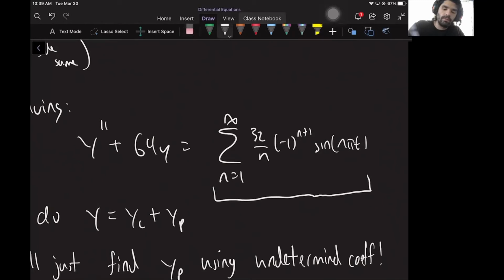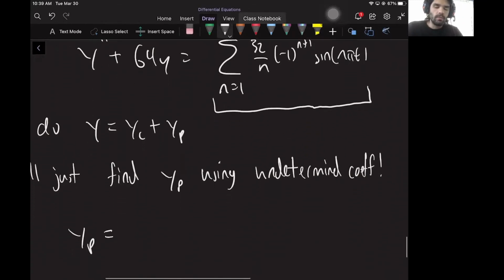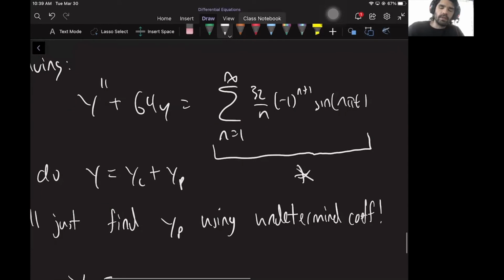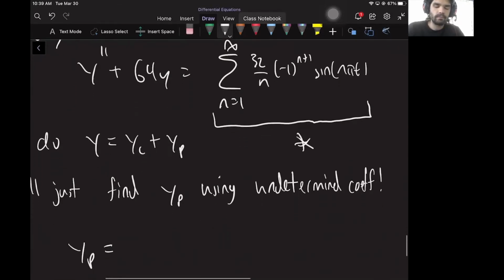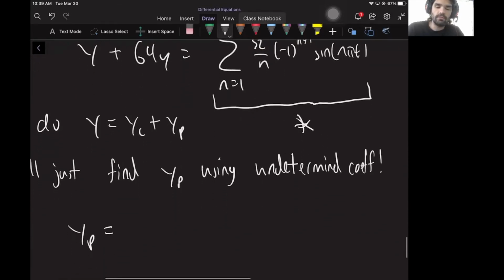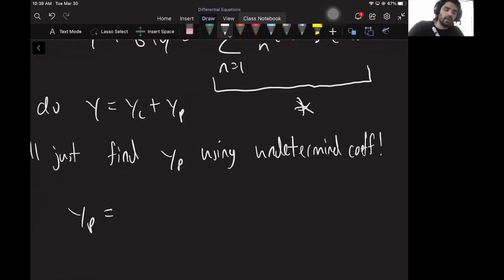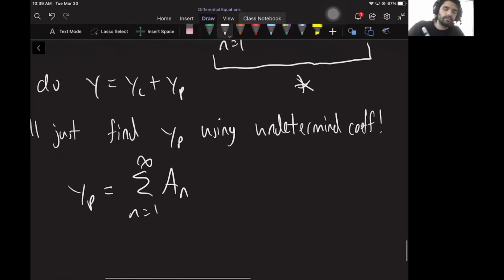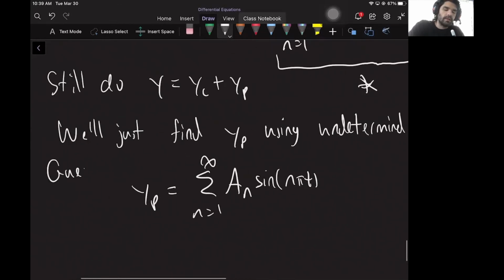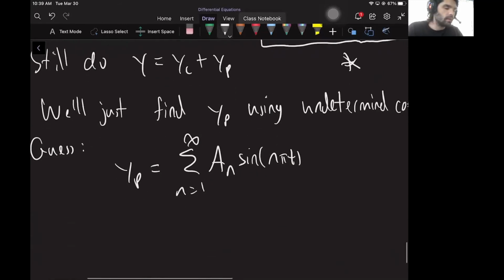Let's do that. So this right side is going to tell us our guess. Our guess is that the solution should also be a series of sines. And so we're going to guess a series of sines where we don't know any of the coefficients. And then we're going to plug in our guess and match coefficients. It'll work out nicely.